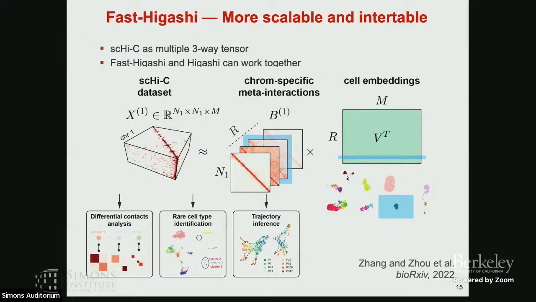This is really motivated by the applications of matrix decomposition for 1D single cell assays. We developed this method based on tensor decomposition. For each chromosome, let's say chromosome one across different cells, it's going to be decomposed into two factors. One is the cell embedding, and the other is what we call chromosome specific meta interactions. Meta interaction is analogous to meta genes for single cell RNA-seq. R is a parameter that you can tune in terms of how many clusters or groups you expect to see. The cell embeddings will reflect different cell types from the given data set.